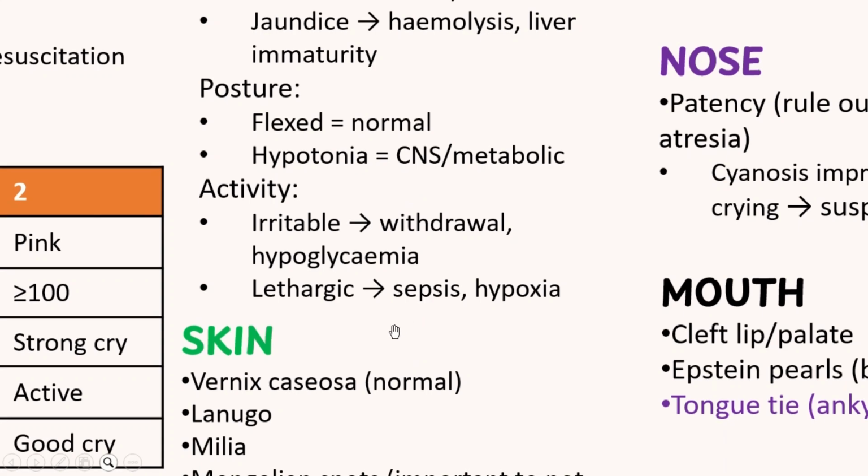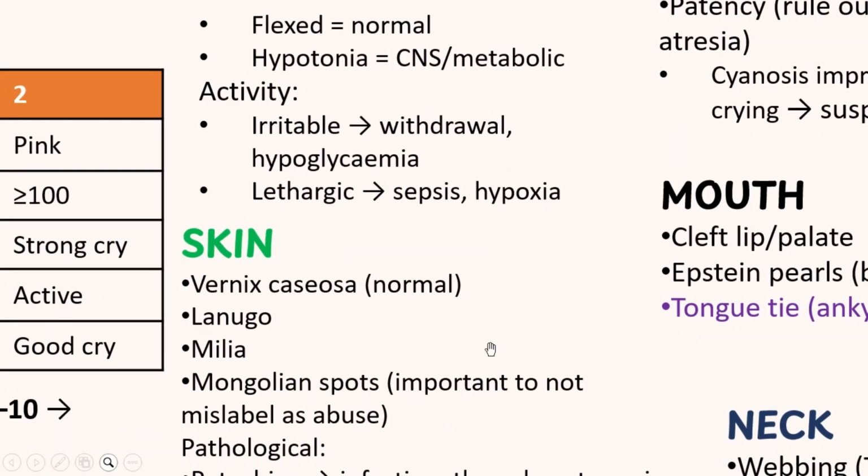Then the activity, if they are irritable, then that could be due to withdrawal. Sometimes it can be due to hunger. When a child is hungry, they're going to cry a lot. But for mothers who are using drugs, sometimes when the baby is in the uterus, they receive these drugs, and when the baby is born, there's withdrawal. So the baby experiences withdrawal syndrome. Then lethargy can be coming because of sepsis as well as hypoxia.